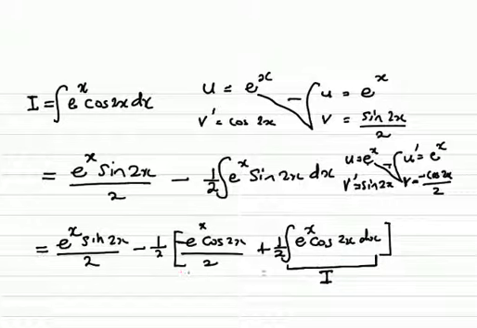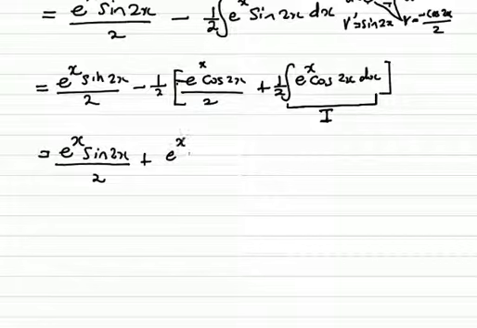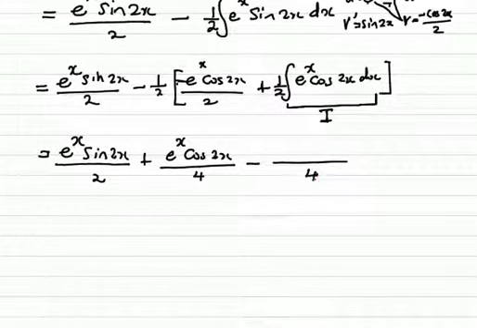Let's first of all remove these big square brackets, which means we're going to have e to the power of x sine 2x over 2. The minus sign will give us a plus, then you get e to the power of x cosine 2x all over 4. Then this minus sign with that plus sign is going to give us a minus, and then we're going to have a minus 1/4 multiplying I, because that is our I there.